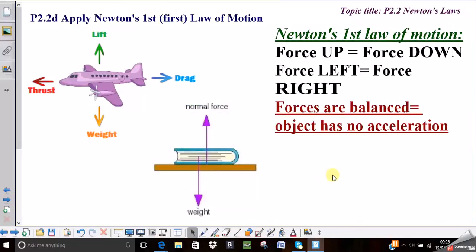So as a short revision, Newton's first law of motion: when forces are balanced, the object has no acceleration. The object is either not moving like the book or is moving like this airplane, but in both situations the forces acting on the object are up and down, left and right, and are equal to one another.